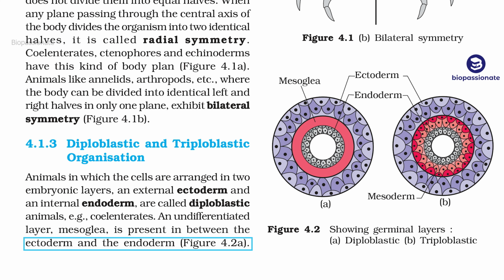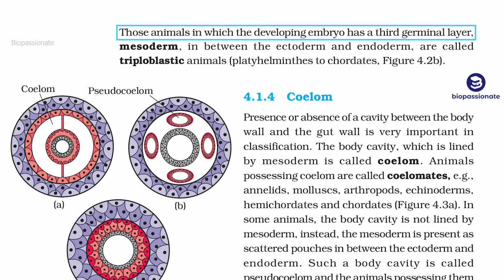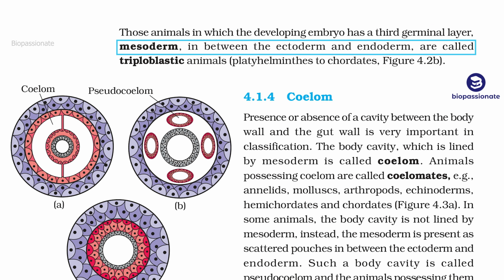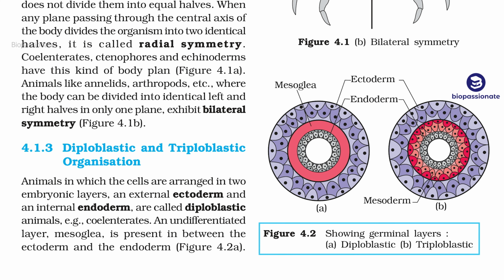Figure 4.2a. Those animals in which the developing embryo has a third germinal layer, mesoderm, in between the ectoderm and endoderm, are called triploblastic animals. Platyhelminthes to chordates, Figure 4.2b. Figure 4.2. Showing germinal layers, A, diploblastic, B, triploblastic.